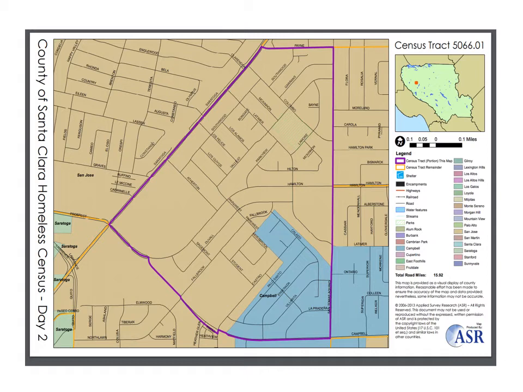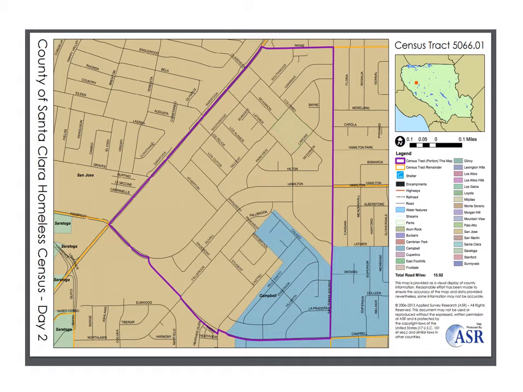So it's important that you pay attention to your map areas and that you also use the corresponding tally sheets for the correct map. This census tract 5066.01 will have a tally sheet connected to it that also says 5066.01 on top of it. And when you see individuals in this map, you'll put them on that tally sheet.